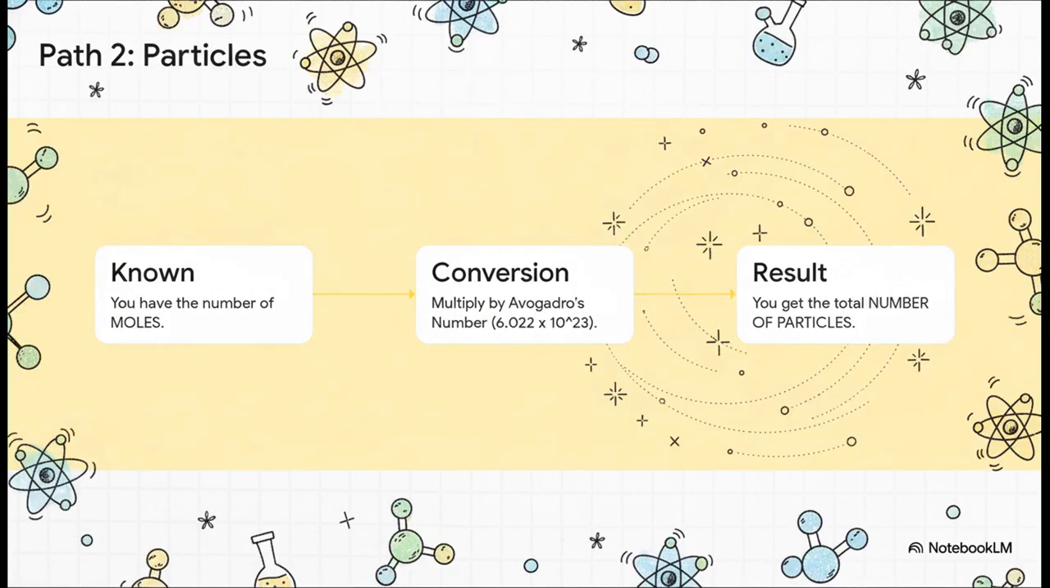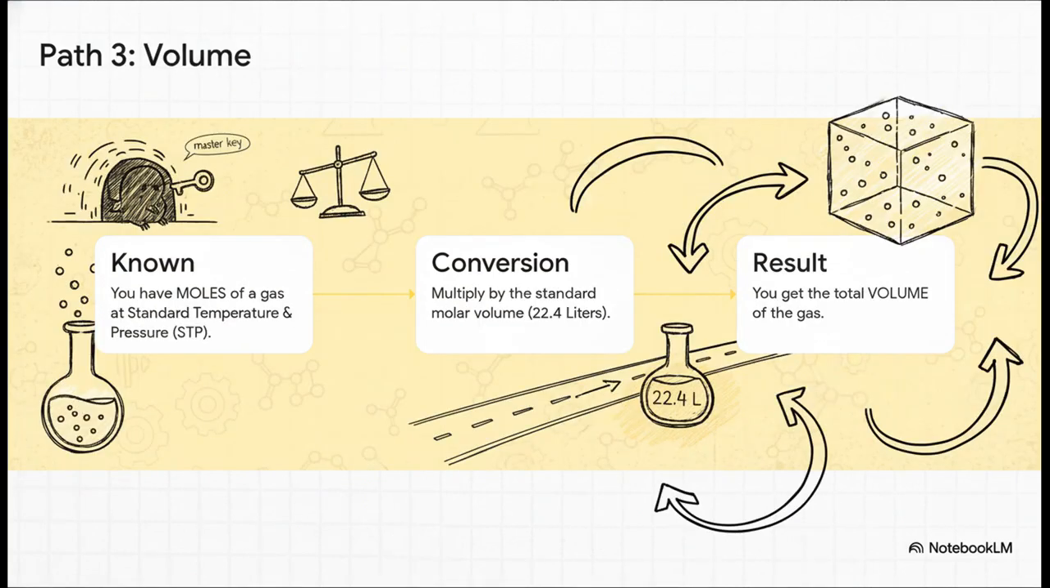Okay, what if you want to know the actual number of atoms? No problem. You just take a different path, and this time your guide is that magic number we just talked about, Avogadro's number. And check this out. For gases, under the right conditions, there's a super direct highway straight to volume. See how it all connects? The mole is the master key. It's the one concept that unlocks and connects all three of these huge ideas in chemistry: mass, the number of particles, and volume. Pretty elegant, right?